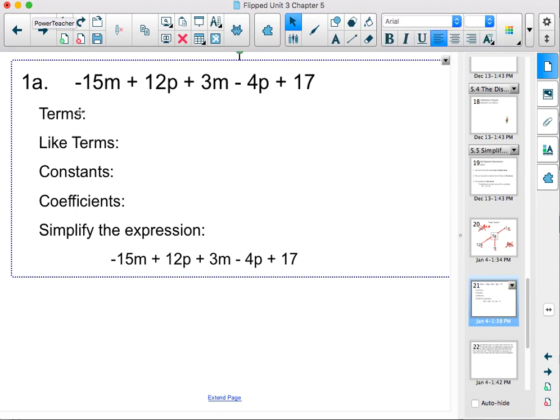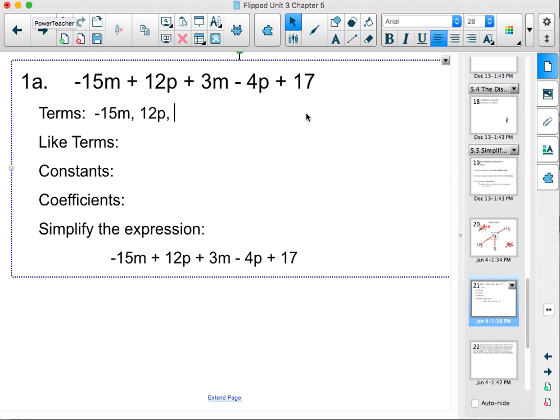So if we are asked to write out the terms, here's what you're going to do. We're going to write each of those terms, and we are going to separate them with commas. So the first term is -15m, second term 12p, third term 3m, fourth term -4p, and the fifth term is 17.